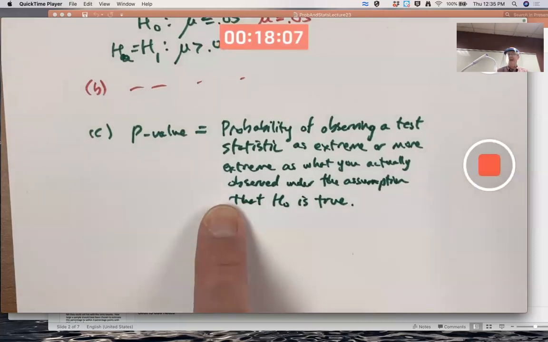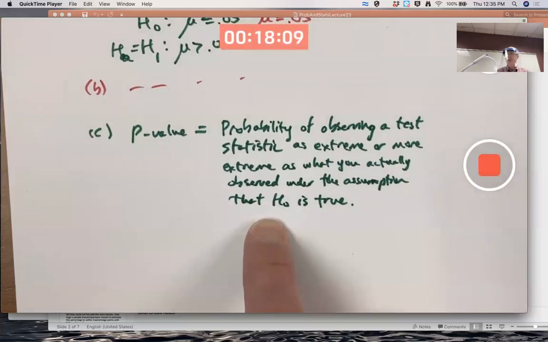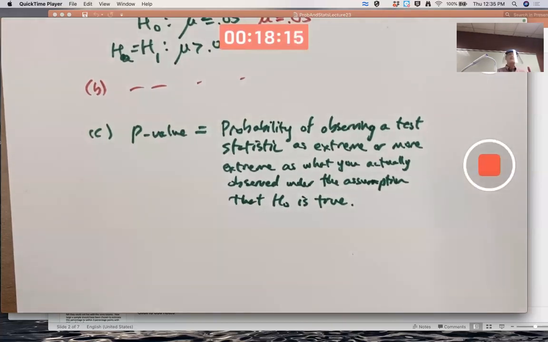To figure out the p-value, we assume the null hypothesis is true. We give it the benefit of the doubt. And we say, what are the chances of getting these data and these test statistics under the assumption that the null hypothesis is true? And if that probability is small, if it's unlikely to observe these data by chance when the null is true, then we say, hey, we think the null is false. That's the logic.